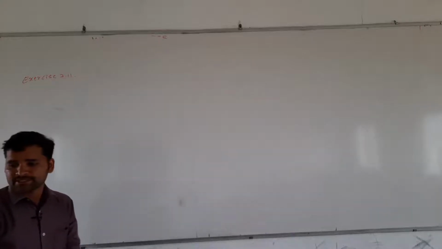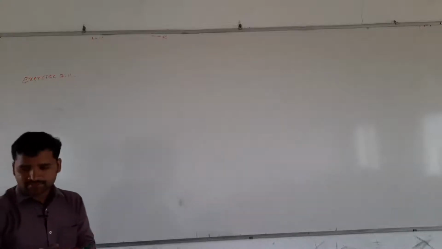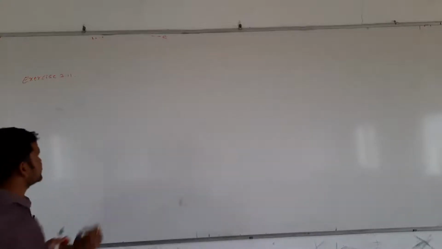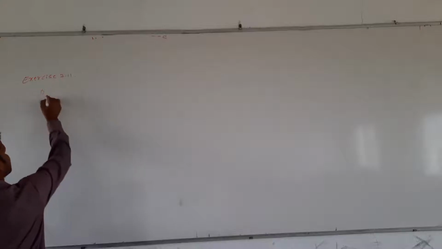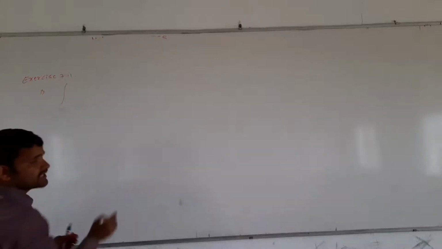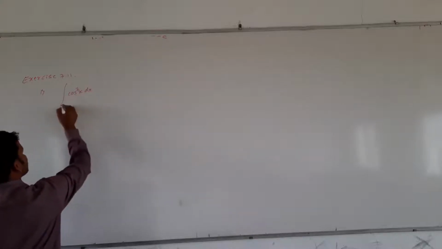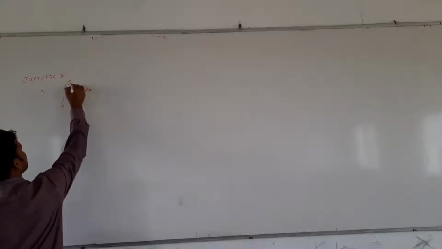By using the properties of definite integrals, evaluate the integrals. Using the properties is a must. Yes. Now, under that, equation 1, it is given integration of cos square x with respect to x from 0 to pi by 2.